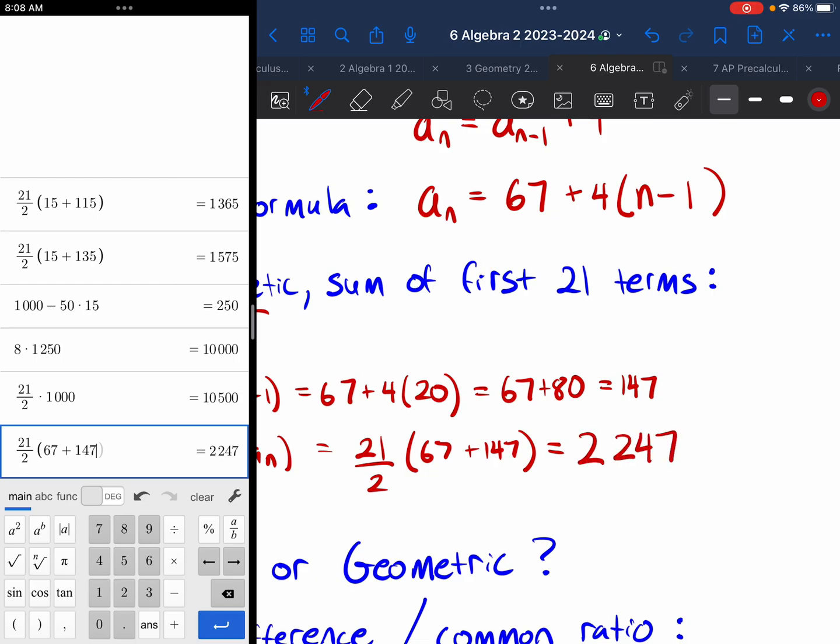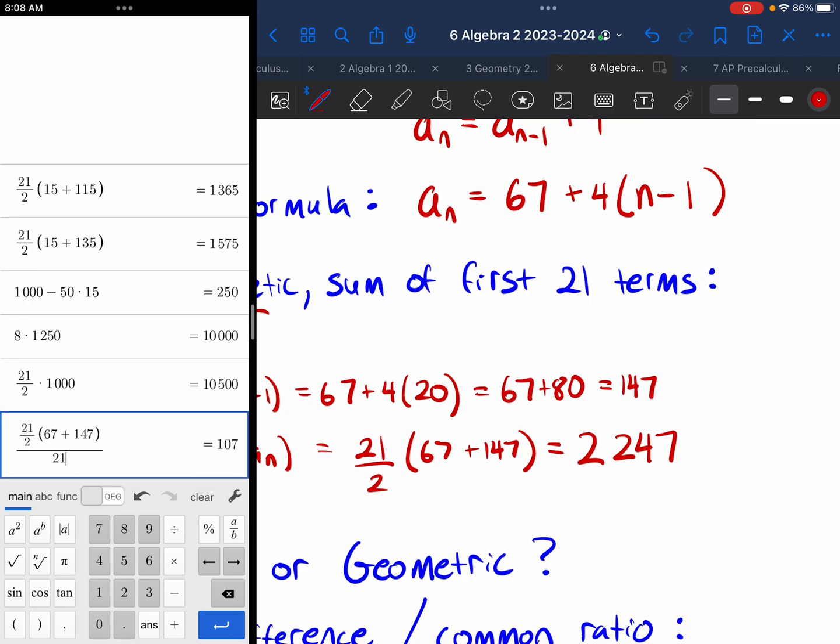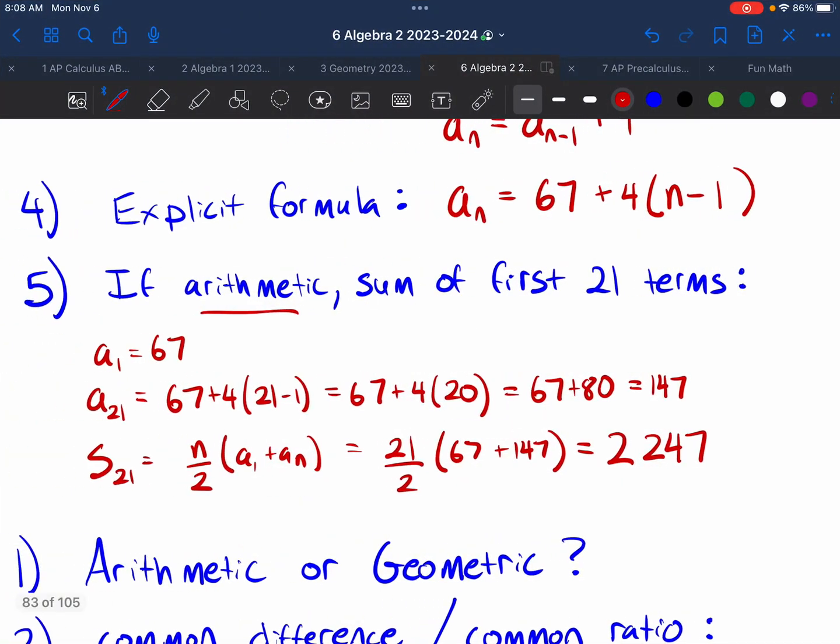2,247. Just out of curiosity, you've been doing that 21 times. What was your average score? If I divide that by 21, your average score now, Lindsay, is 107. I think you probably got an A+ after those 21 tests.